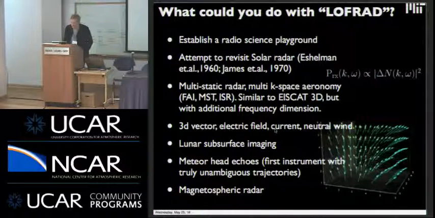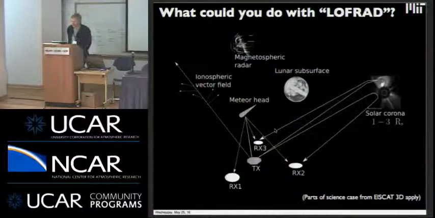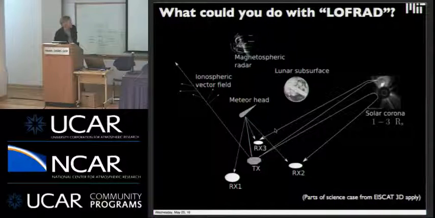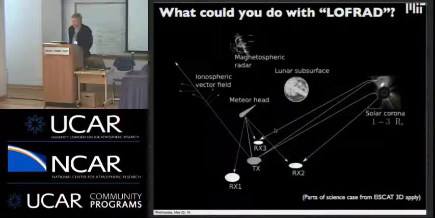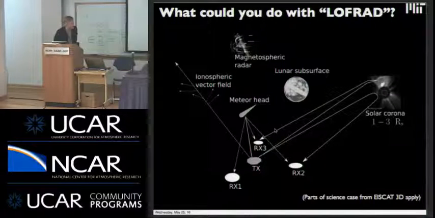And then you could do magnetospheric radar. Phil is going to talk about that. So last night I drew this after the fire alarm at the Millennium, and just tried to do a pretty picture of things that we could reach out to. Obviously, there's a lot of stuff that we can expand. We can do much better if we can do fully three-dimensional vector velocities, starting from the troposphere all the way up to the topside. Meteor head echoes, as I said, this would be probably almost as sensitive as Arecibo, but it would have unambiguous trajectories.